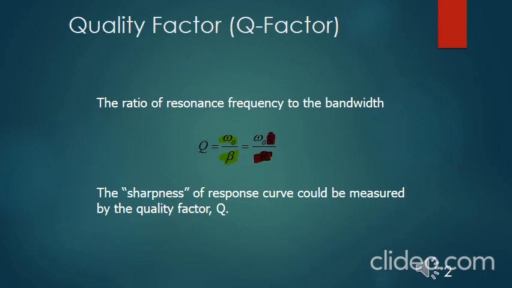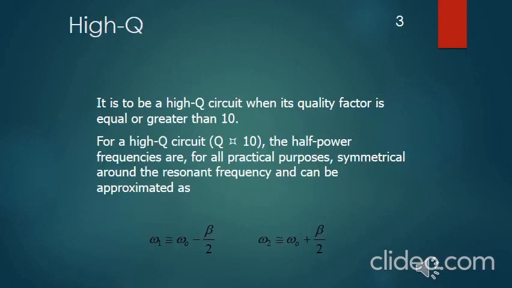That is going to be a very interesting part. The R and the L. That is R by L, and just put the value from here. So how can we get the high quality factor? A circuit is a high quality circuit when its quality factor is equal to or greater than 10. That is the condition for getting the high quality factor. So for a high Q circuit, Q has to be greater than 10.